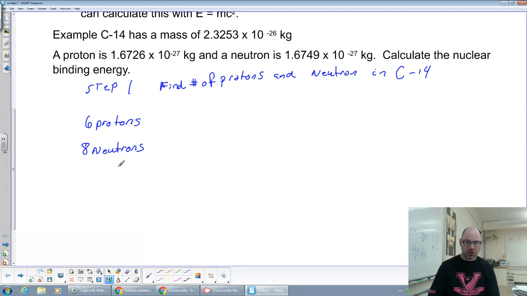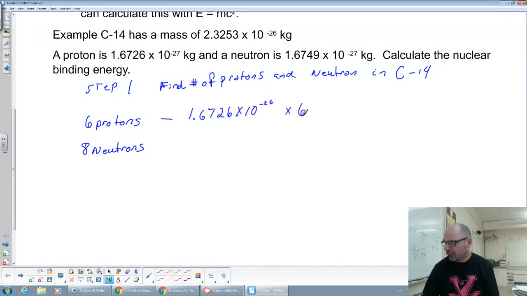Okay, so then we're going to total the mass of the nucleus. So this is going to be 1.6726 times 10 to the negative 26 times 6. This would be 1.6749 times 10 to the negative, sorry, this is 27, pardon me, times 8. Okay, so then step 2 is to total the mass of the parts.